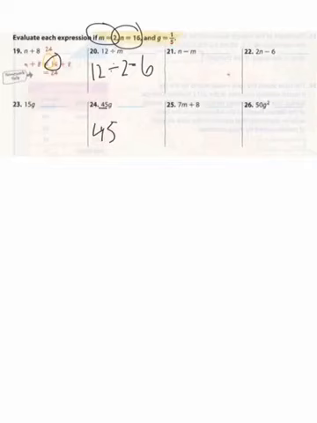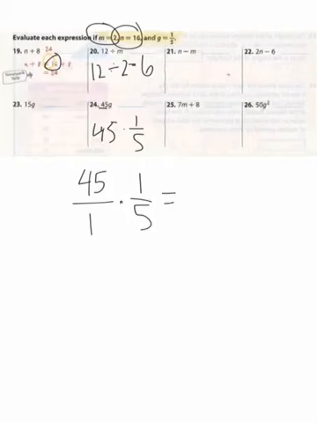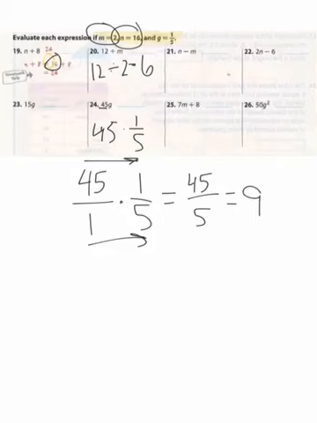Now it gets a little tricky because we have to use some math that we learned before, right? 45 times 1/5. So how do we multiply a whole number by a fraction? Hopefully you remember that we're going to do 45 over 1, because we're turning this into a fraction, times 1/5, and now we can multiply across. 45 times 1 equals 45, and 1 times 5 equals 5. Can I simplify? I sure can. 45 divided by 5 equals 9. And there is my answer for number 24.